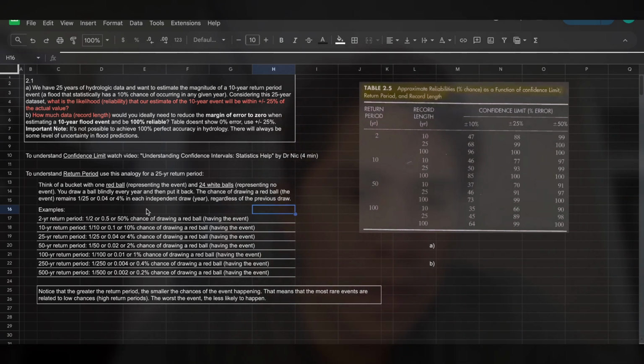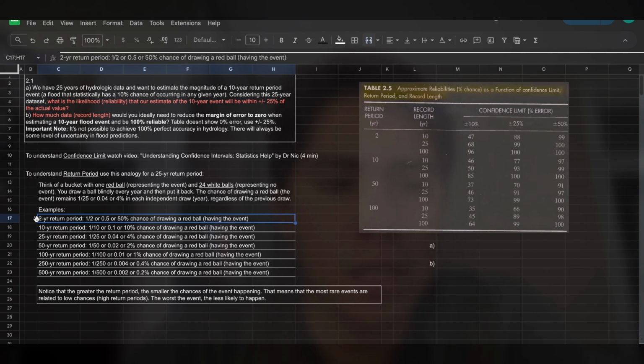A 2-year return period only means that each year you have a 50% chance of having this event, which could be a flood or a drought. A 10-year return period only means that you have a 10% chance of drawing a red ball, of having that event in that year, and so forth. A 500-year return period means you have a 0.2% chance of having that event that year. Each of these represents the percentage chance that you have to draw a red ball.